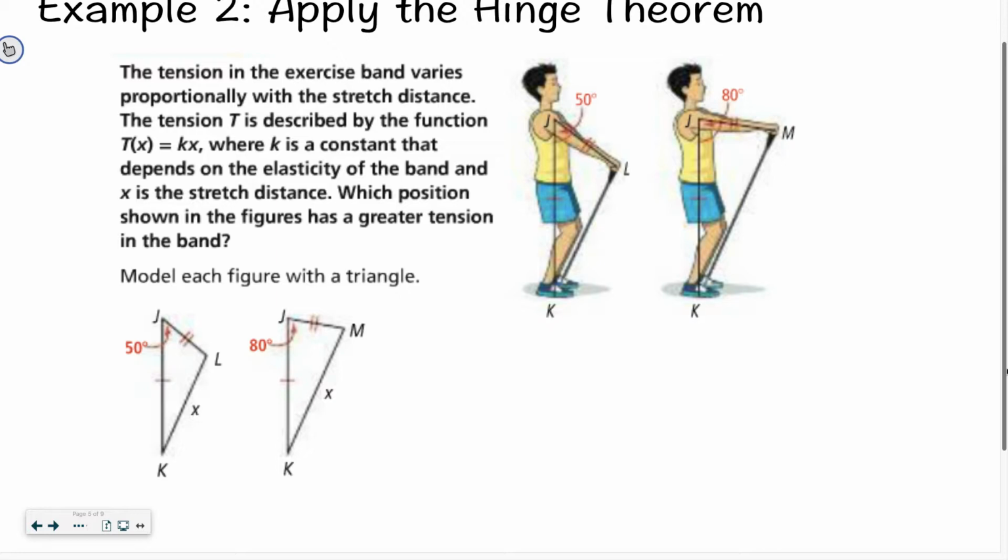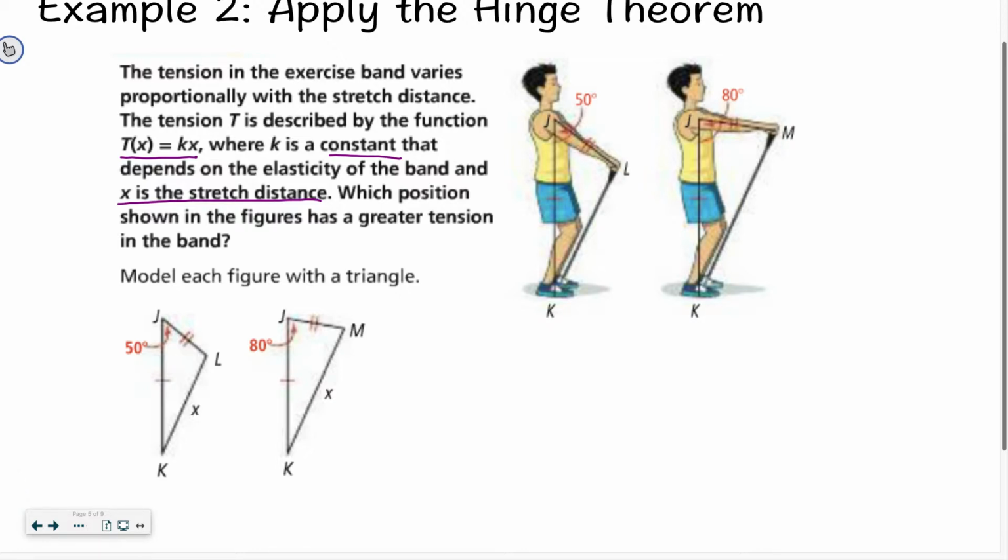I know some of you, when you read word problems, you read a sentence and there's a lot of big words that you don't typically use in everyday language. Don't be discouraged, just break it up, okay? So we know that we have an equation, and we know K is a constant, so we don't even really have to worry about K right now. And x is the stretch distance, so that's how far the band is being pulled.